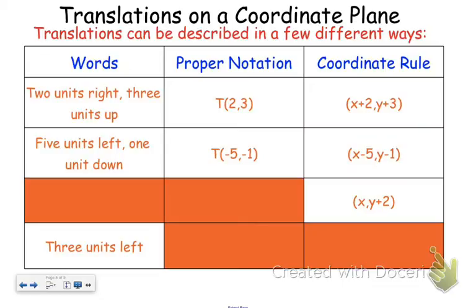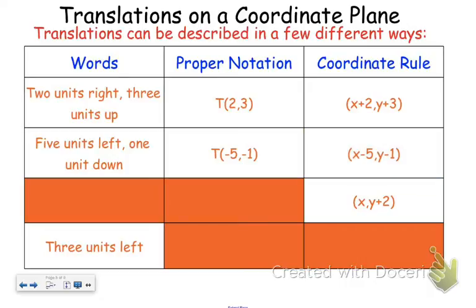So in our coordinate rule, we would show what we are doing to each x and y value. So x, we are moving to the left 5, which means we would be subtracting 5. And from y, we are moving down 1, so we would be subtracting 1.